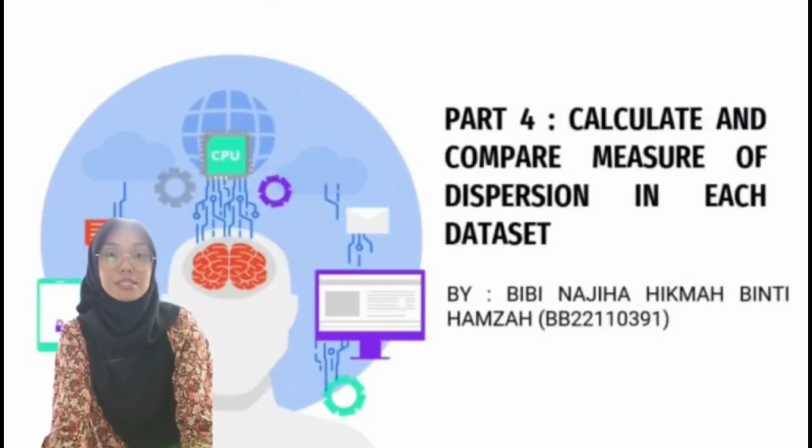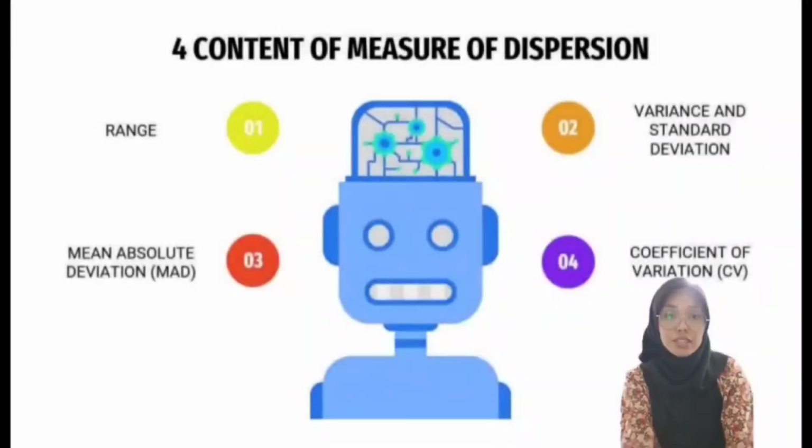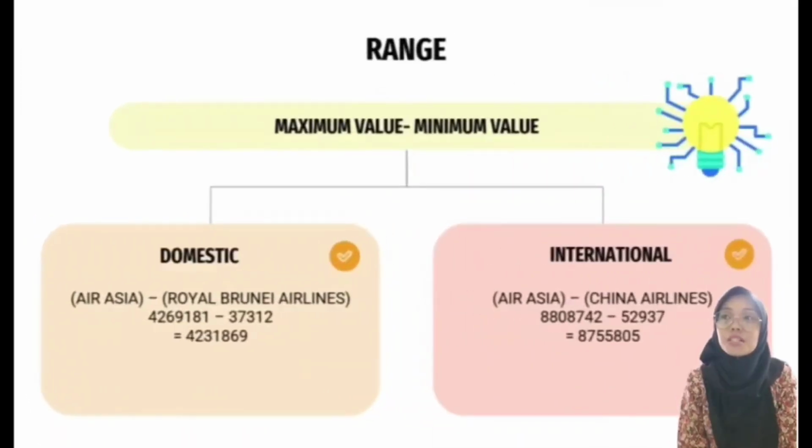I will present part 4, measure of dispersion. There are 4 contents: range, mean absolute deviation, variance and standard deviation, and coefficient of variation. First is range. The formula is maximum value minus minimum value.